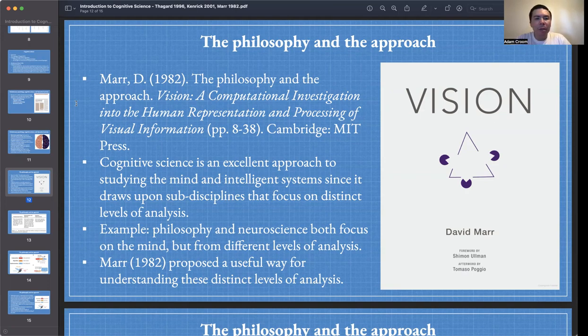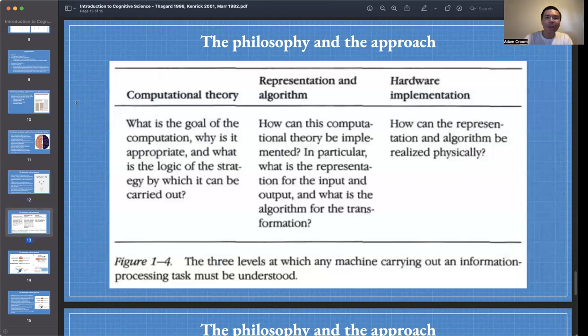So as I mentioned, cognitive science is an excellent approach to studying the mind and intelligent systems, since it draws upon subdisciplines that focus on distinct levels of analysis. For example, philosophy and neuroscience both focus on the mind in some way, but from different levels of analysis. Marr proposed a useful way for understanding these distinct levels of analysis. Let's take a look. This is a nice figure from his book, Vision.